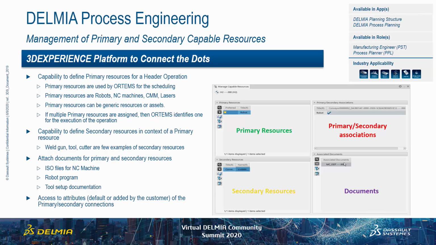Secondary resources do not need to be scheduled, but these are all the associated tools that you're gonna have to use for these operations. So it's the kind of distinction of type of resources you're gonna consume on each of your operations. For sure, you can also manage related documents for each of these attached resources.